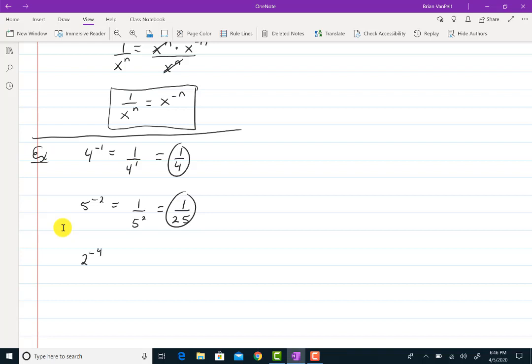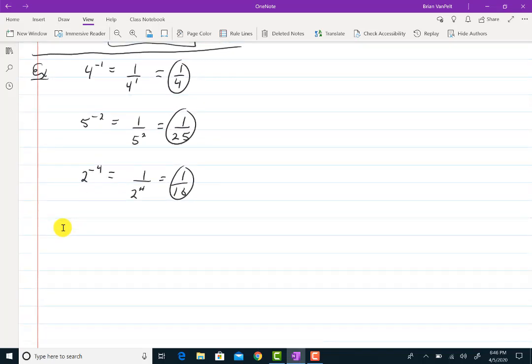2 to the negative 4 equals 1 over 2 to the 4th power, which is 1 over 16. Of course, the games that we play are like this: negative 2 to the negative 4. How do you do that one? Well, remember that's negative 1 times 2 to the negative 4. So that's negative 1 times 1 over 2 to the 4th, which is just going to be negative 1 over 16.